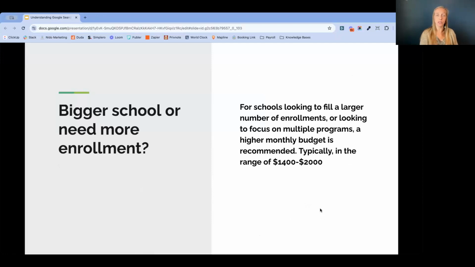If you have a bigger school or you need more enrollments, like I mentioned, you're going to have a higher budget here. Typically in the range of $1,400 to $2,000 is what we're looking at for those bigger schools or if you're needing a lot of enrollments.